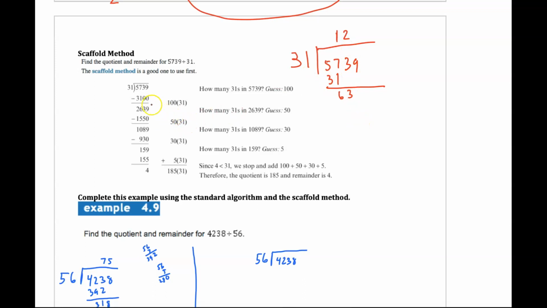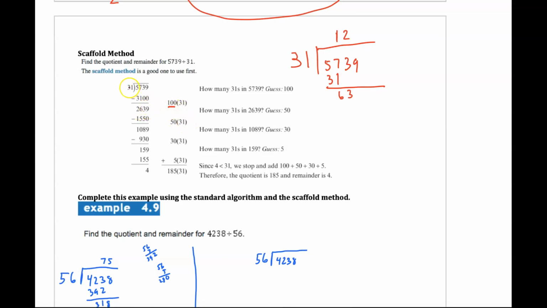But another way to do this would be, how many times does 31 go into this number? I don't know, but I know it goes into it 100 times for sure. So you just do 31 times 100, write 3100, and subtract. And then you get a new number, 1550. How many times does 31 go into 1550? I don't know. I know it's not 100, but 50 is a good estimate, right?